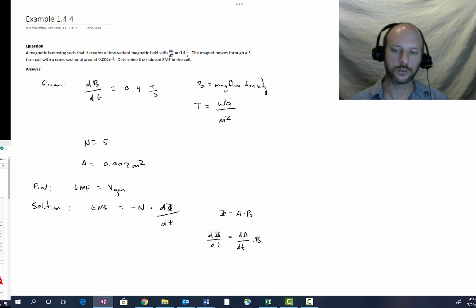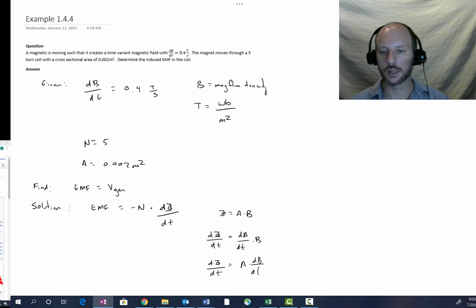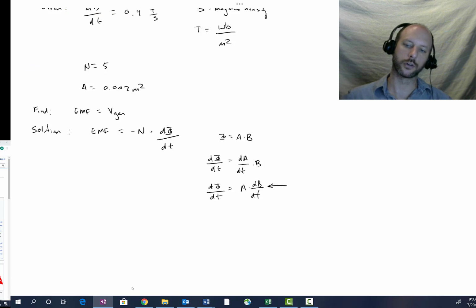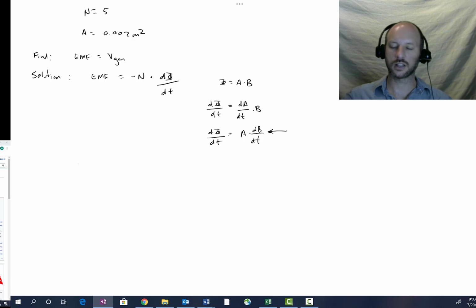We can get that one of two ways. Either we have a changing cross-sectional area with a constant magnetic field strength. This would be the case in a coil of wire that was spinning between two magnets. Or we can get dφ/dt from a constant cross-sectional area but a flux density that changes. Somehow we're able to change the magnetic flux density, and that's what we're dealing with here. So we're going to deal with that second equation.